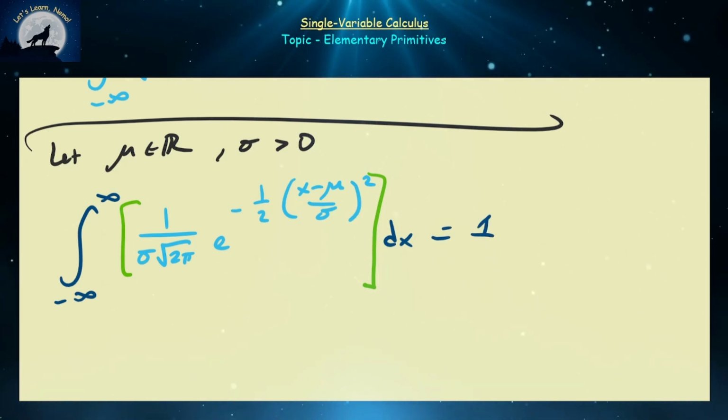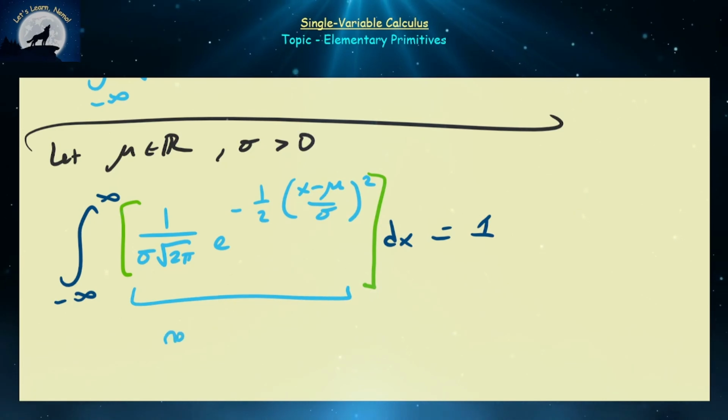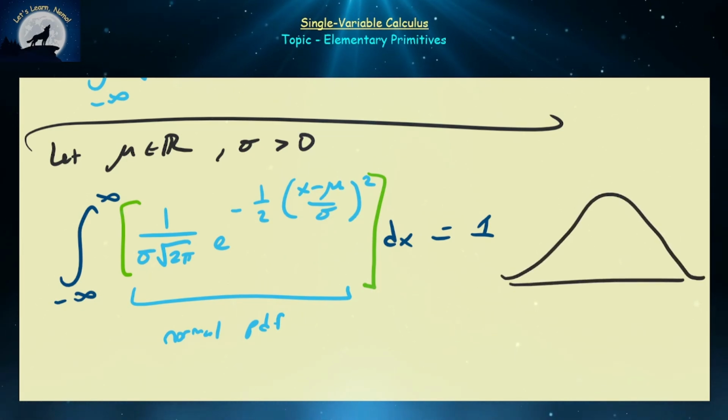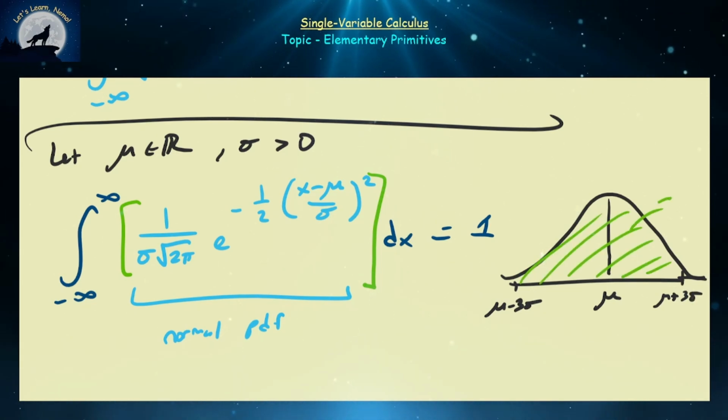This is called the general normal probability density function, where mu is sometimes referred to as the mean of the distribution, and sigma is sometimes referred to as the standard deviation of the distribution. If you go 3 sigmas to the left and 3 sigmas to the right, you get this area, approximately 0.997, but if you go from minus infinity to infinity, you will get 1. So the normal probability density function is truly a probability density function.